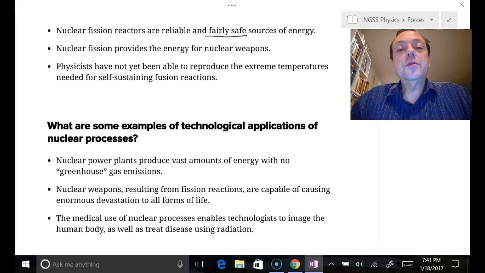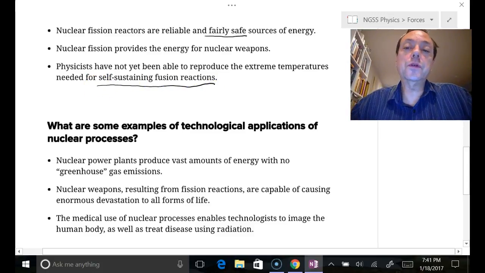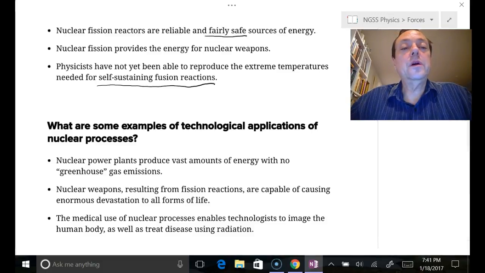Physicists have not yet been able to reproduce the extreme temperatures needed for self-sustaining fusion reactions. They're not talking about bombs here. They're talking about a reactor for generating electricity, like a fission reactor, which is something they've been trying to do for a very long time.